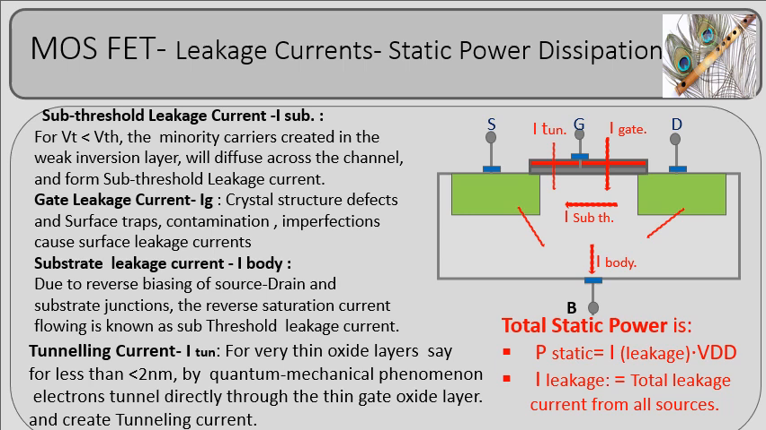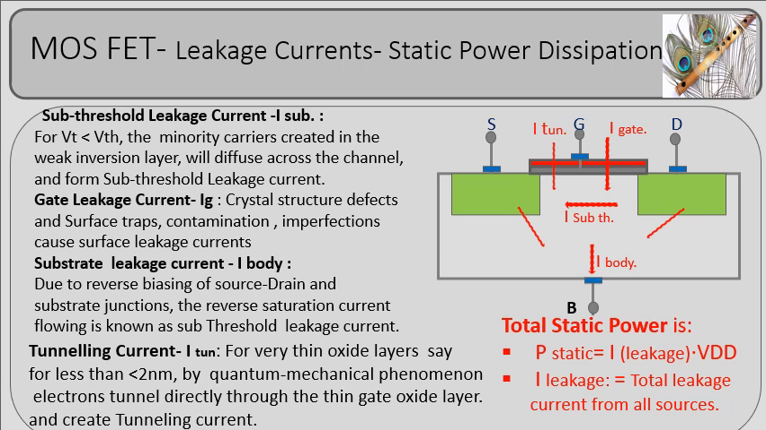A device operating in the cutoff region with a weak inversion layer creates minority carriers that diffuse across the channel and form subthreshold leakage current. In silicon substrates, structural defects like surface roughness, traps, contamination, imperfections, etc., cause substrate leakage current. A FET operating in current saturation mode will have drain-to-substrate and source-to-substrate junctions reverse biased, which creates junction or reverse bias leakage current.